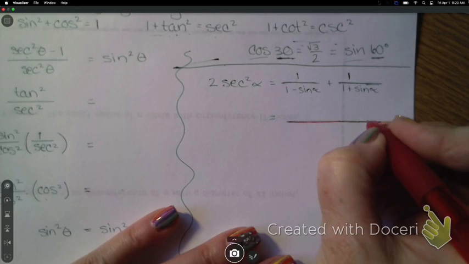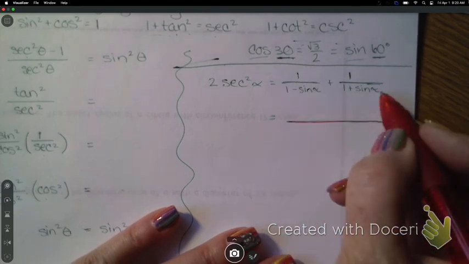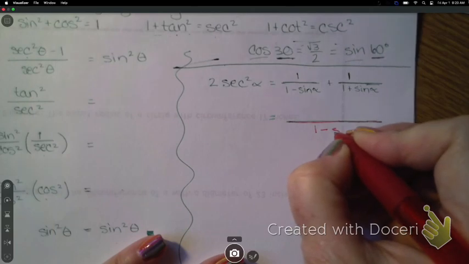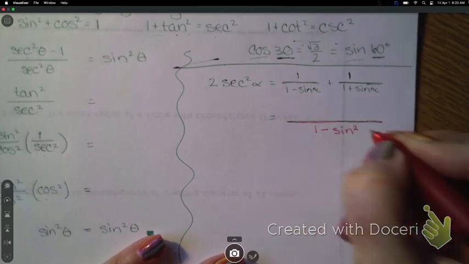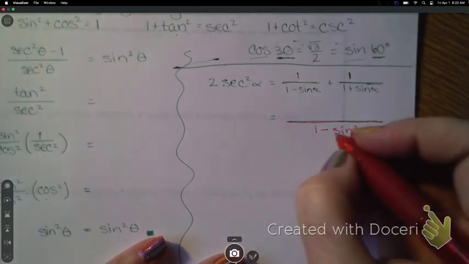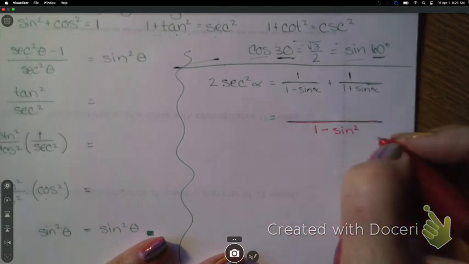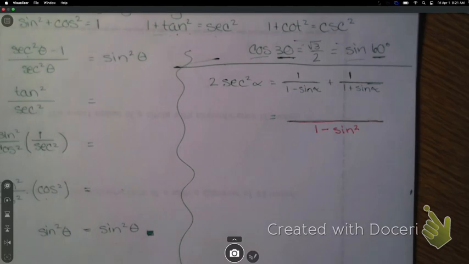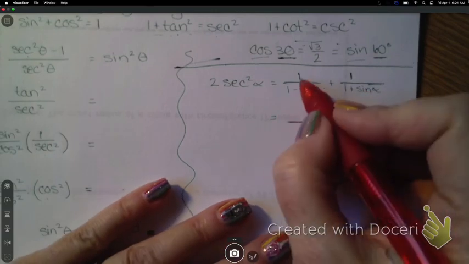Okay, so 1 minus sine times 1 plus sine, they're conjugate pairs, so that's going to be 1 minus sine squared, correct? Theta. Alpha. You don't have to write it. And if you want to write the alpha, that's fine. If you don't, there's going to be a lot of alphas running around. It's just easier to do them at the beginning and at the end. Now, that means I'm going to have to multiply the left fraction.